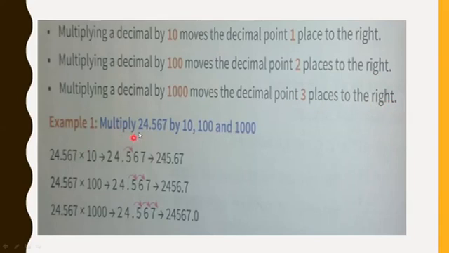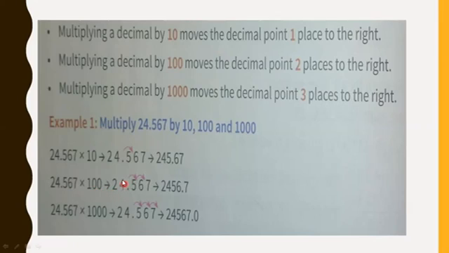Now see, multiply 24.567 by 10, 100 and 1000. With examples, 24.567 when you multiply by 10, the decimal point moves 1 place to the right. So you will get 245.67.